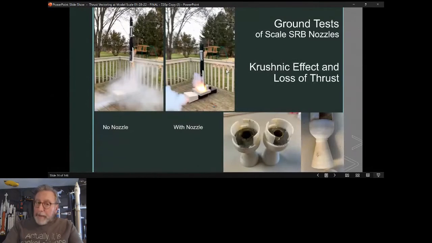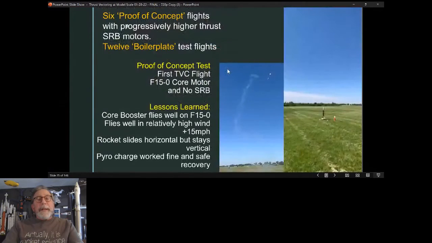I also did some ground testing. I don't think I have time to go into it, so I'm going to have to skip over that. I did 6 proof of concept flights. In other words, I just needed to find out if this project was even viable and I could get it to work, which I did with progressively higher thrust in the SRB motors. And then I did at least 12 boilerplate test flights. Those were ones where the rocket was relatively close to what the final scale model was.